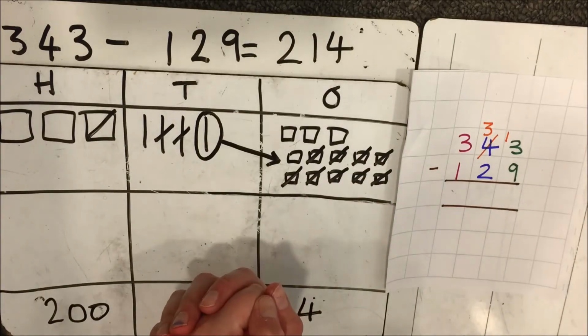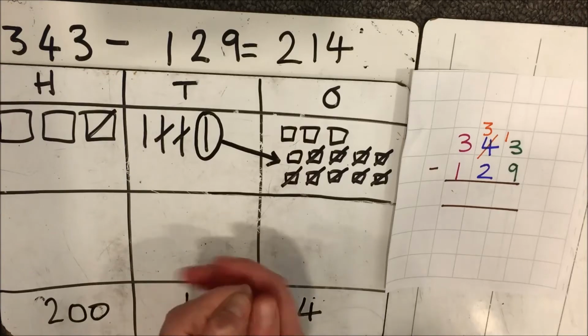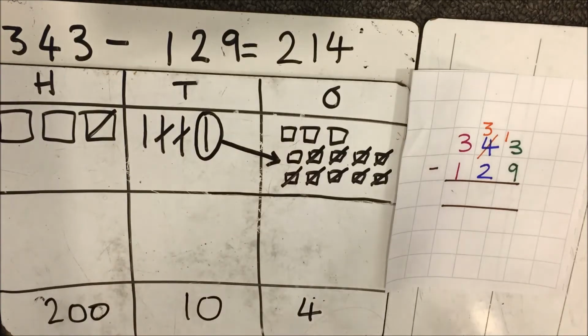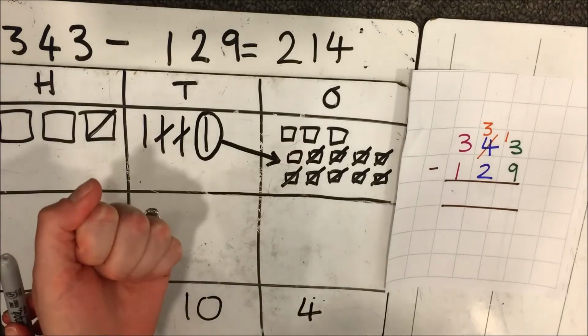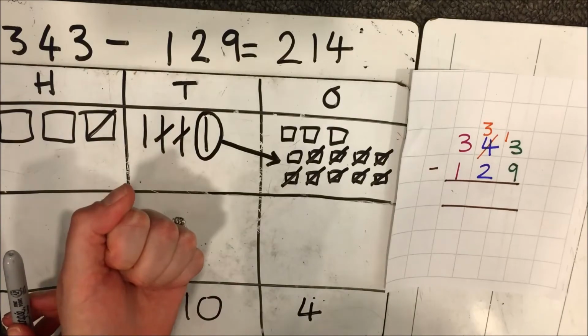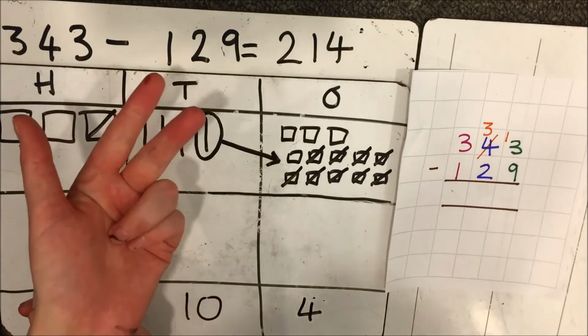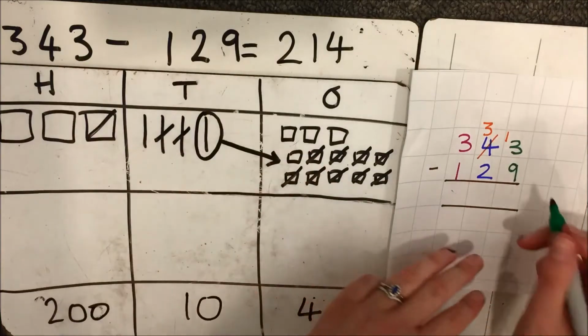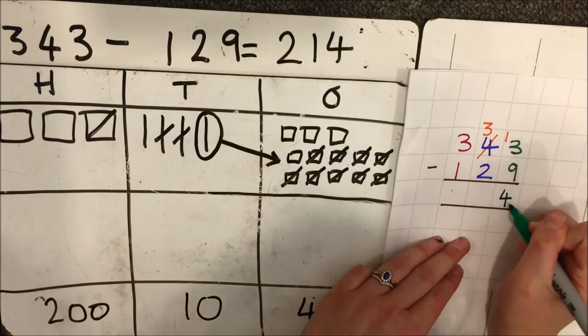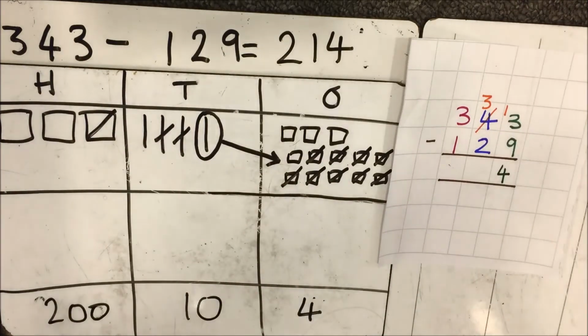13 take away 9. What's that answer? Oh, you could count up. You could put 9 in your head, then count up to 13. 10, 11, 12, 13. So I'm going to put a 4 in here. If you're not sure, you could also draw a number line.